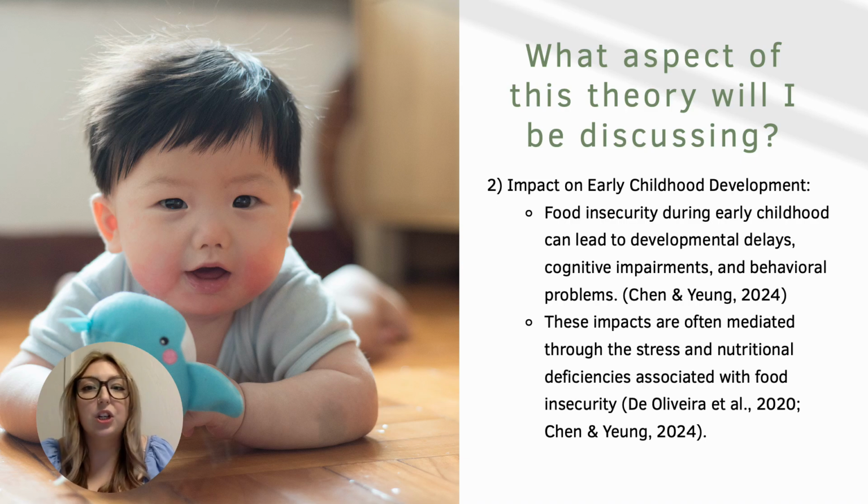Food insecurity during early childhood can lead to developmental delays, cognitive impairments, and behavioral problems. These impacts are often mediated through stress and nutritional deficiencies associated with food insecurity. For example, children may have difficulty concentrating in school or exhibit behavioral issues, further hindering their educational and social development. Addressing food insecurity early can help mitigate these negative outcomes and support better development trajectories for affected children.